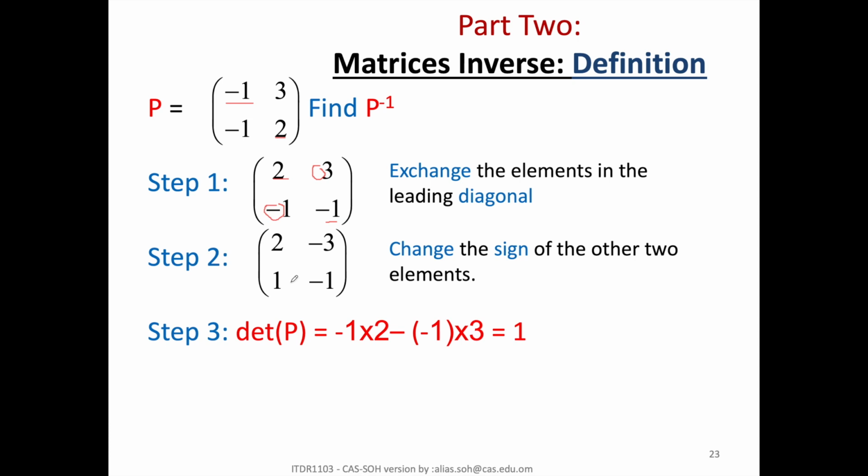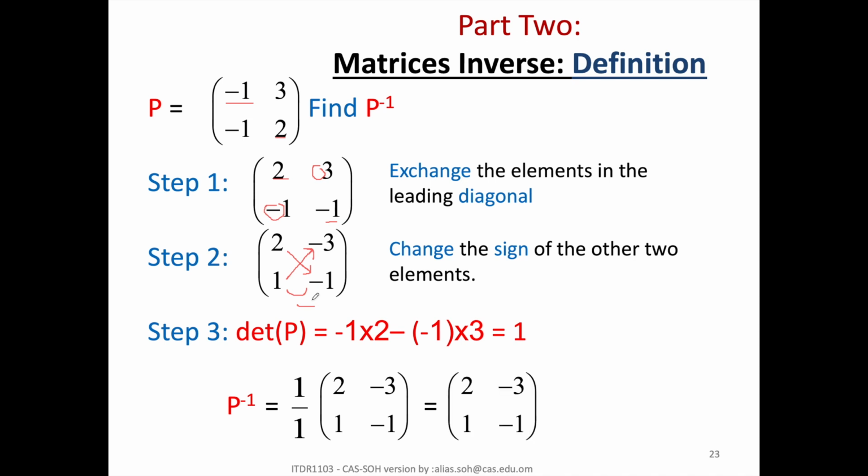In step 3, we find the determinant, which is multiplying 2 by minus 1 and then subtracting minus 1 times 3, and the result here is minus 1. So P inverse equals the matrix we reached in the final step multiplied by 1 over the determinant, and we got the inverse here.